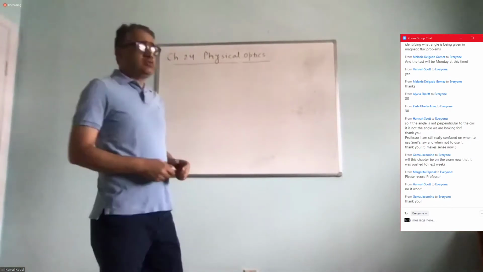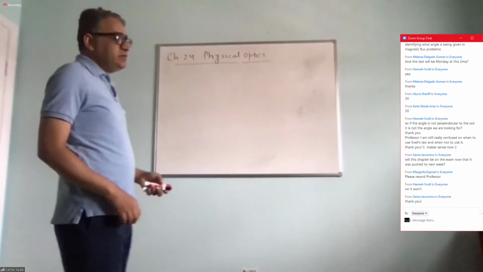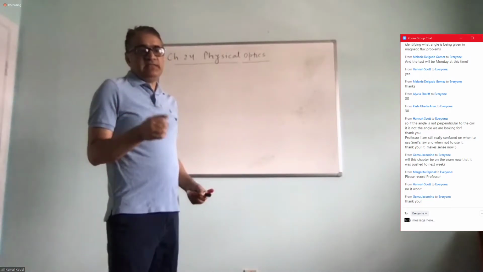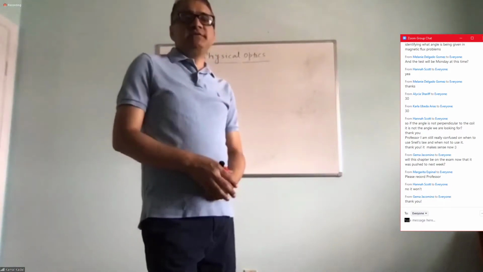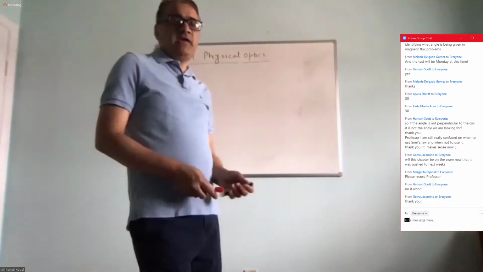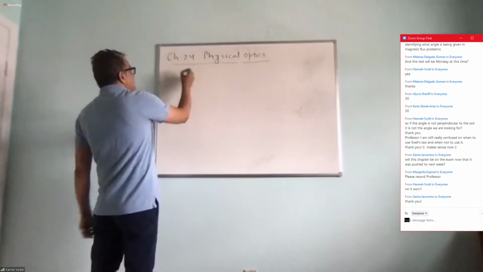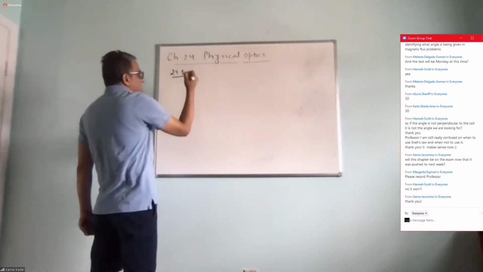To know how images will form, we need at least two rays that will be reflected or refracted through any surface, and they can meet, and where they meet we can see the image. Okay, so we start with the first one here. The first one is 24.1. Again, it doesn't matter.